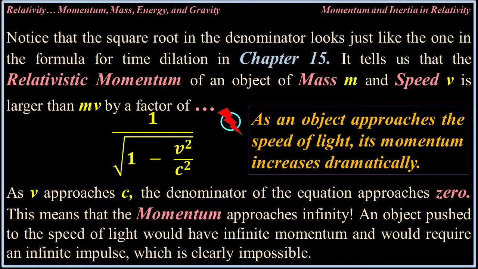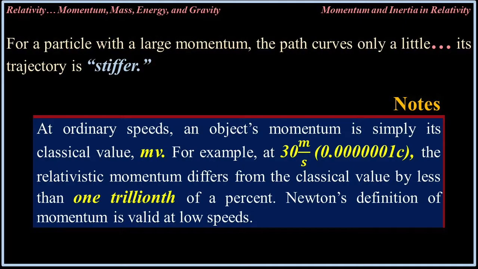As an object approaches the speed of light, its momentum increases dramatically. As v approaches c, the denominator of the equation approaches 0. This means that the momentum approaches infinity. An object pushed to the speed of light would have infinite momentum and would require an infinite impulse, which is clearly impossible. For a particle with a large momentum, the path curves only a little.